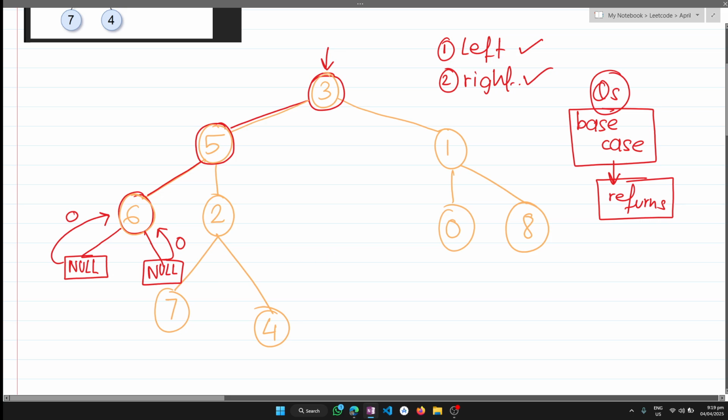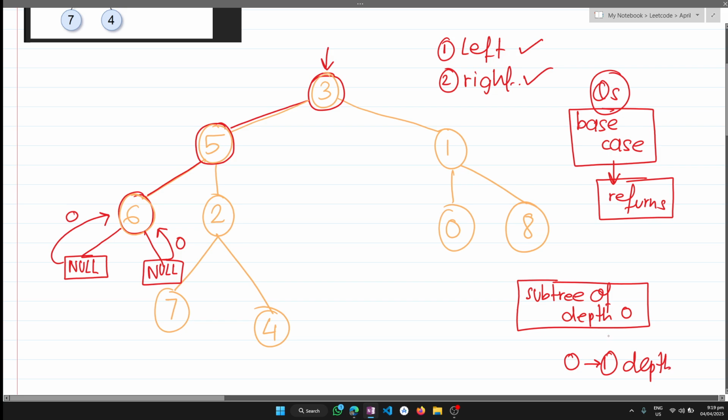In other words, in simple words, what I'm saying is that on the left hand side and on the right hand side of 6, there is a subtree of depth 0, which means nothing at all. Okay, null. This is the condition. Even if there was one single node like this, the depth would have been 1 in that scenario, right? So a depth of 0 means that this is a leaf node, in very simple words.